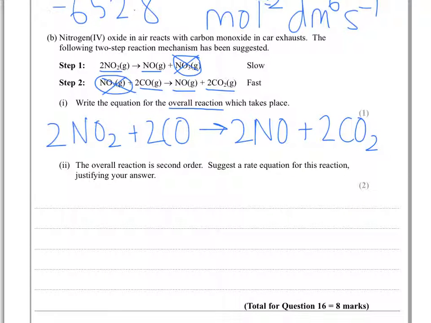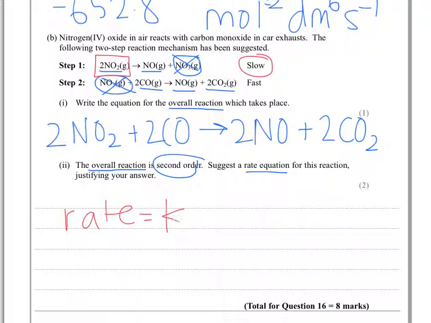The question tells you that the overall reaction is second order. Suggest a rate equation. You know that you can use your rate determining step reactants to work out your rate equation. In this case, rate equals K, because we always include the rate constant, and we use the reactants of our slow step, so we have NO2 as the reactant, but we have 2 of those, so it is NO2 to the power 2. That indicates that there are 2 molecules of NO2 in the rate determining step.